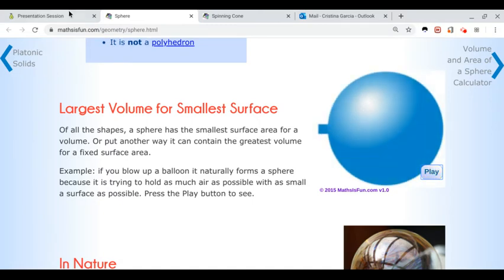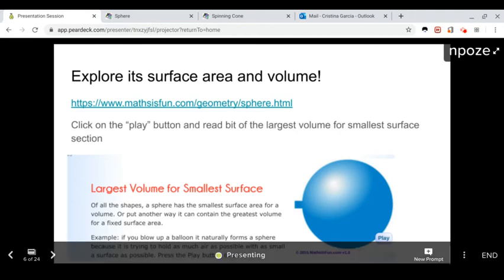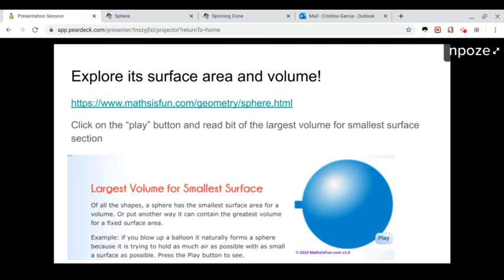And so what we see here is that of all the shapes, a sphere has the smallest surface area for a volume, or put in another way, it can contain the greatest volume for a fixed surface. For example, if you blow up the balloon, it naturally forms a sphere because it is trying to hold as much air as possible with as small a surface area as possible.